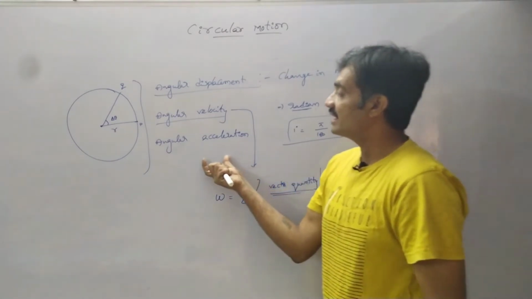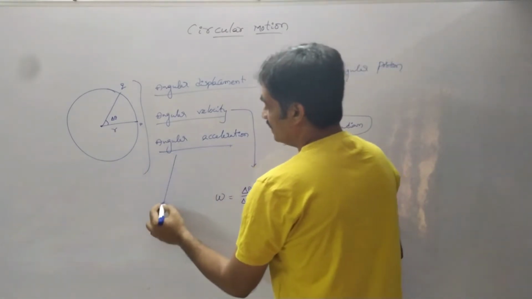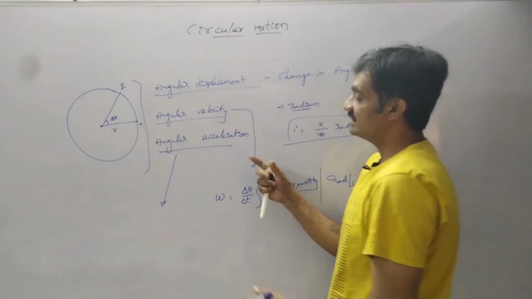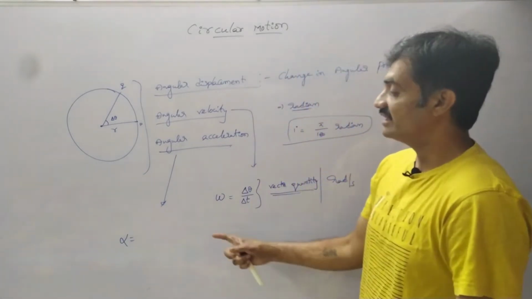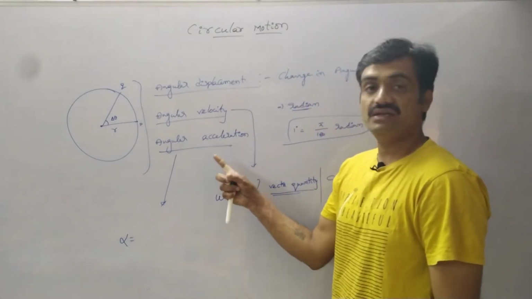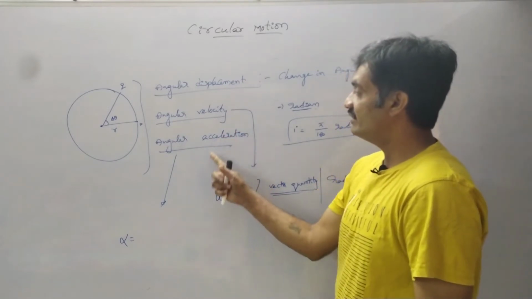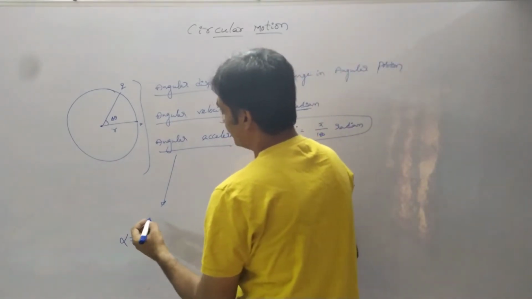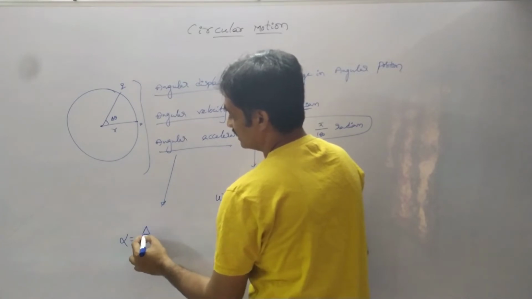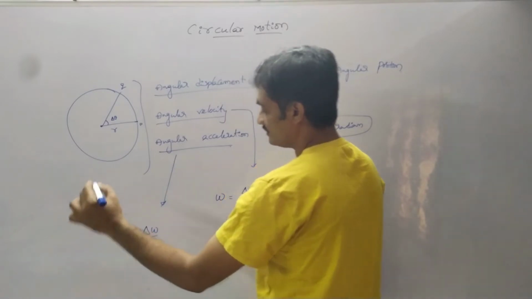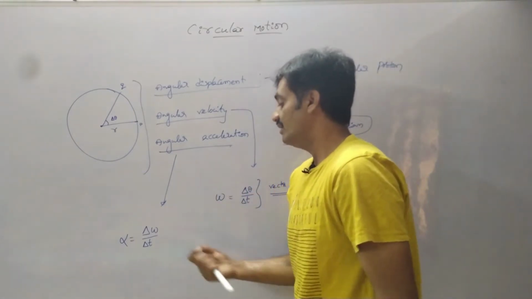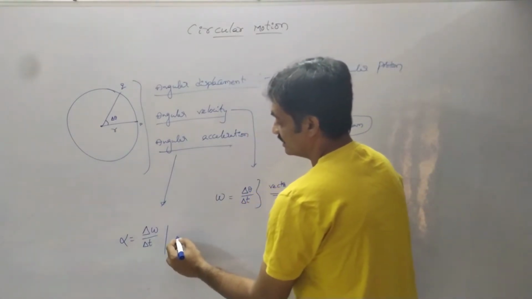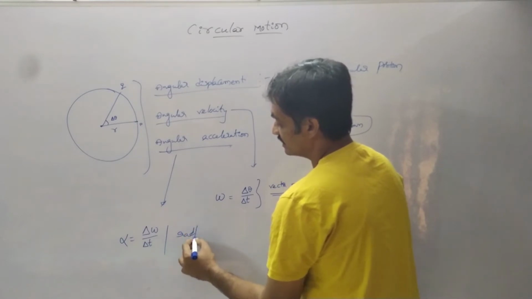Next, angular acceleration. Angular acceleration is represented by alpha, where alpha is nothing but the rate of change of angular velocity, represented as delta omega by delta t. The SI unit for angular acceleration is radian per second square.